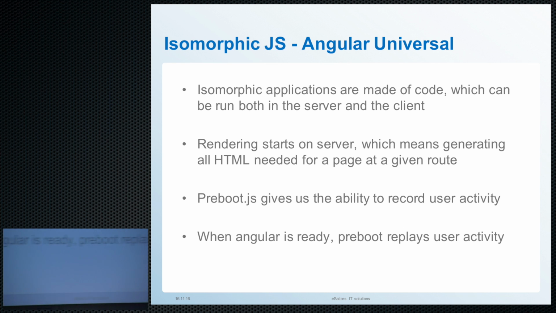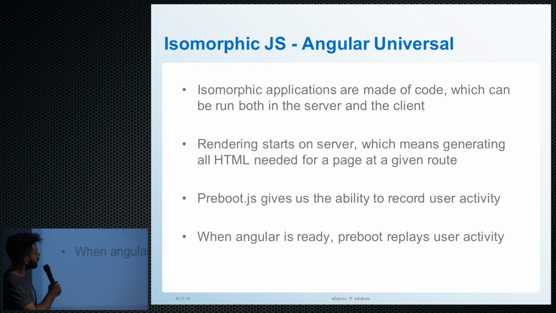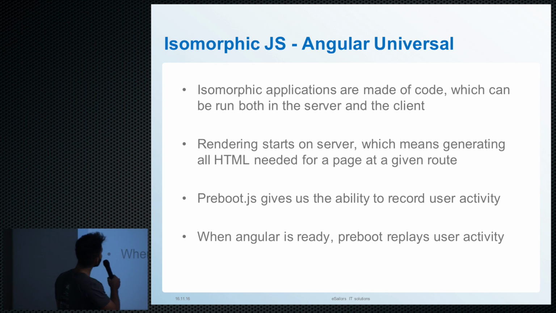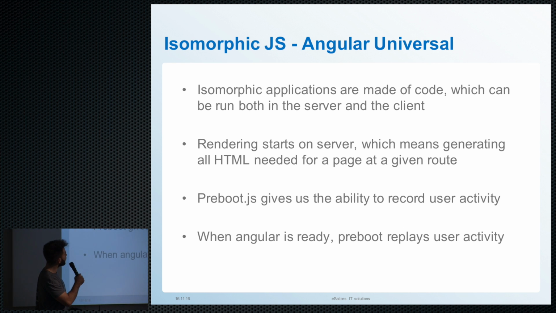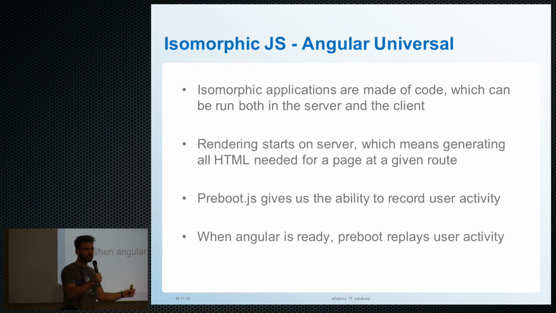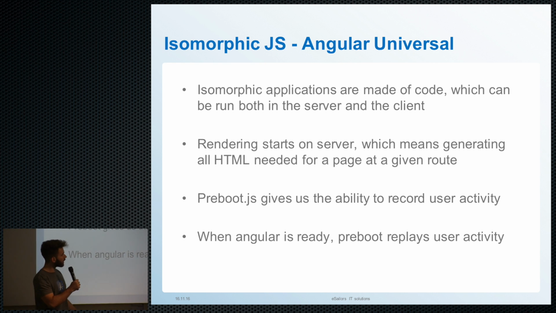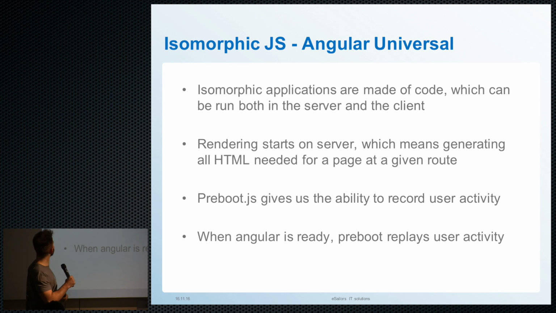So, isomorphic applications. During the last year, a new kind of web application showed up. They are called isomorphic. The term comes from a Greek word, isoformikos, which literally means equal shaped. So these applications basically consist of code that can be executed on both sides, on the client side and on the server side. There are many frameworks nowadays that provide this implementation, like React and Ember, but I love Angular, so I will say a few words regarding Angular 2.